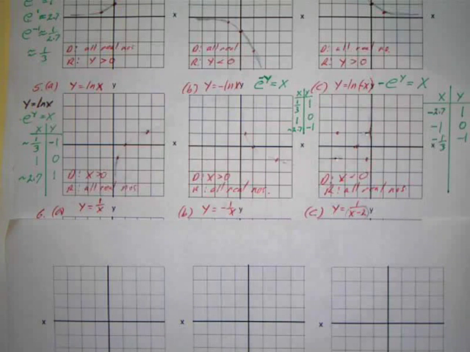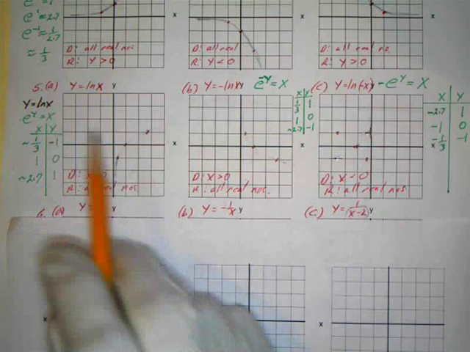Okay, this is number 5, and this is the natural log. Y equals the natural log of x. And again, it's nice to check these with a table of values, and then you can kind of learn what it looks like. And then after a while, you won't have to do this. But it's good to do it a safe way.